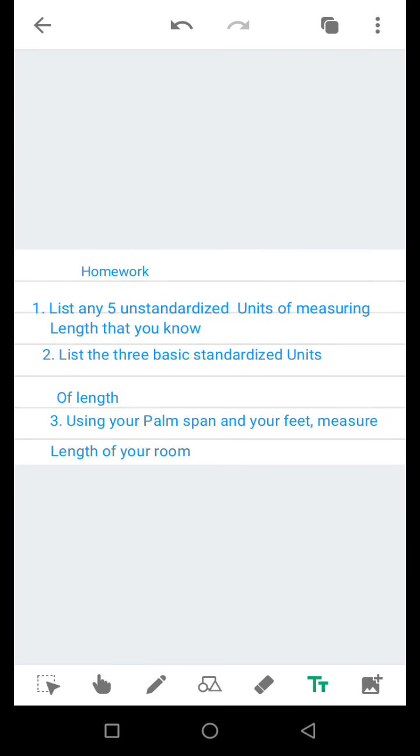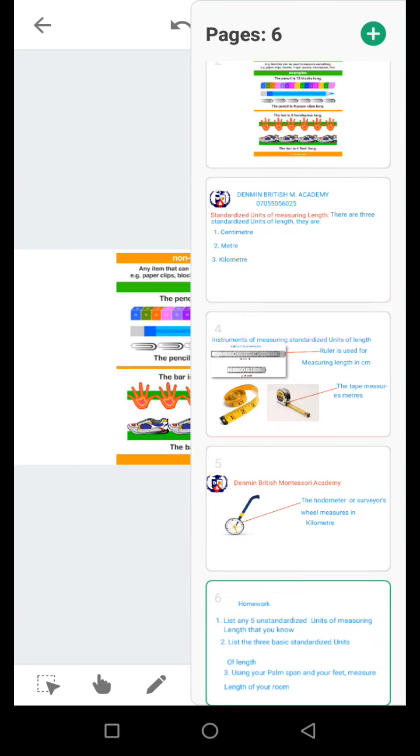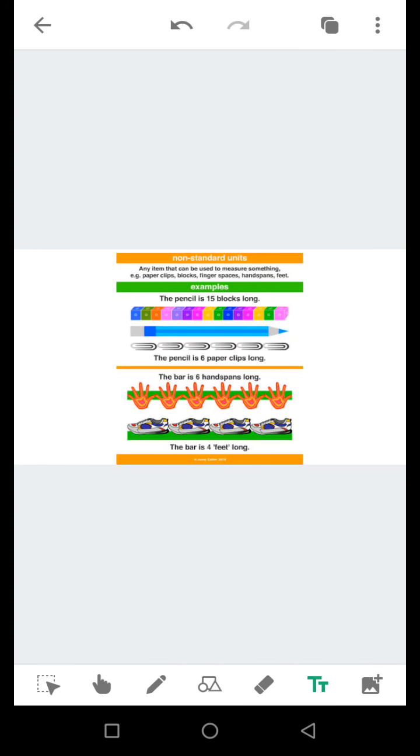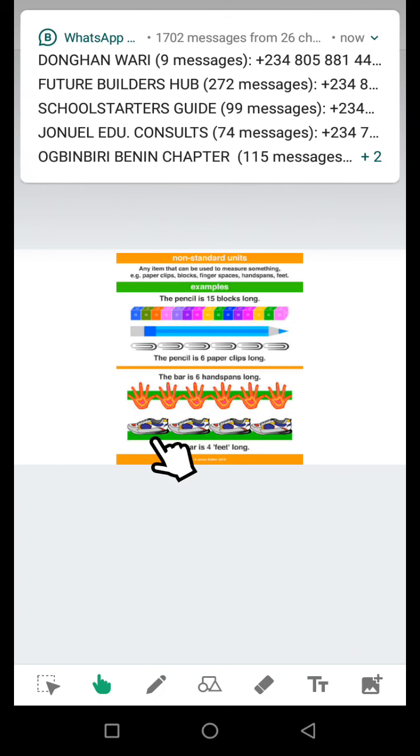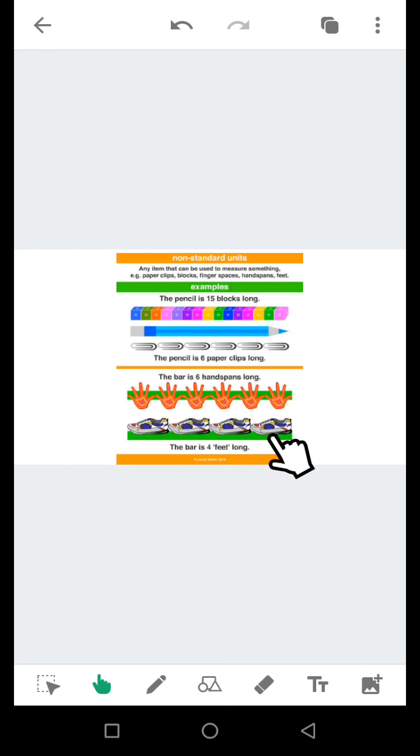Good. So first you use your palm span. Let me show you what palm span is. This is your hand span. So using this hand span, you measure the length of your room. And using the feet, you use your leg. Don't use shoe. You use your leg. You measure the length of the same room that you measured, only one side of it. So that is what is expected of you.